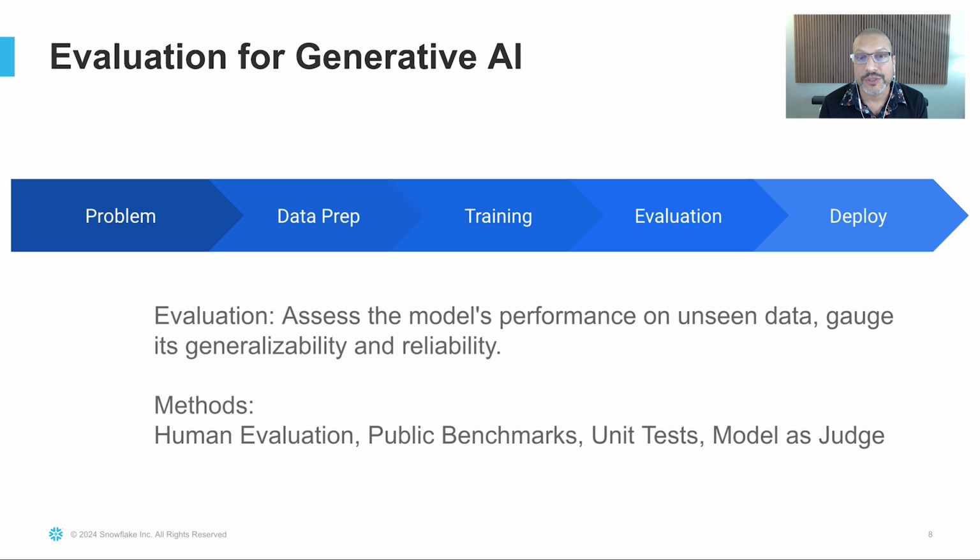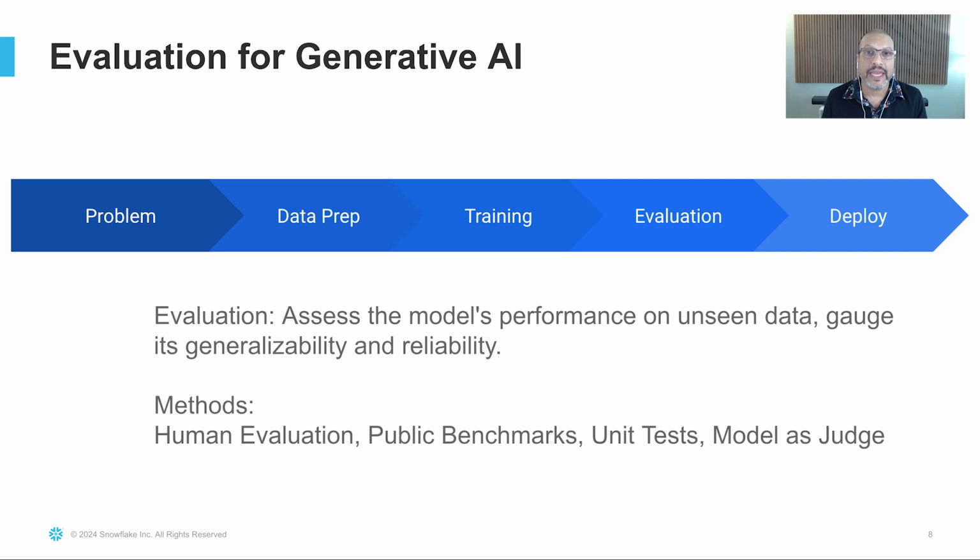Evaluation then helps us understand, is this model going to perform on data it hasn't seen before? Is it going to generalize? Will it be reliable? And we go through this process before we deploy a model. Now, there are lots of methods we have for evaluation. We can have humans look over everything, but humans are costly. It takes a long time. So people will often rely on public benchmark data sets, use unit tests, or maybe use a model as a judge, which is a new technique.